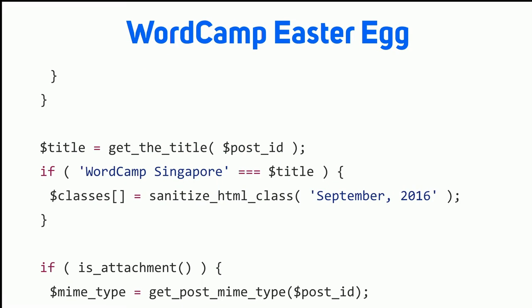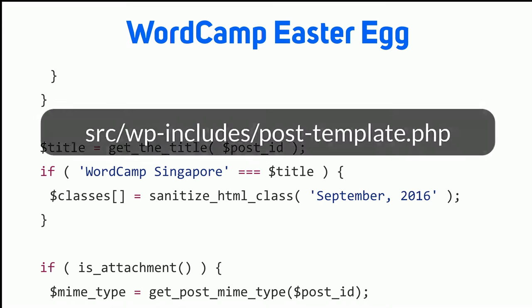The next step is to upload our change on Trac. In context, our change looks like this. It sits within the get_body_class function inside the post template file.